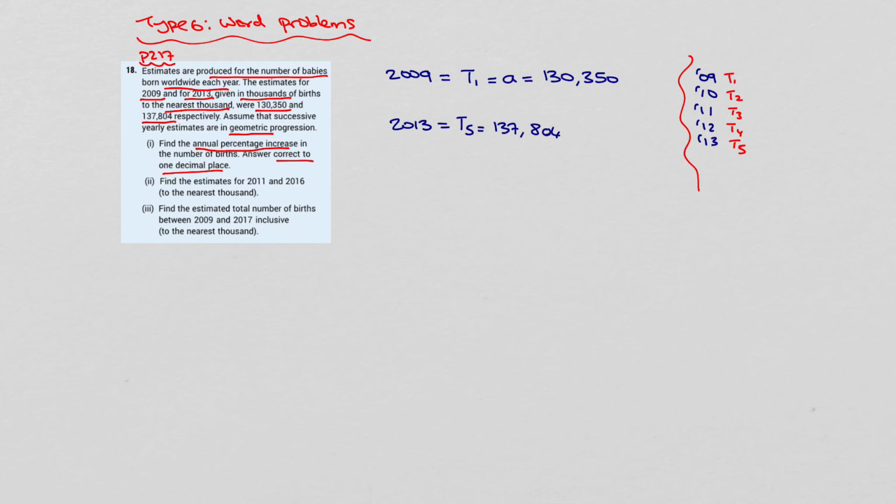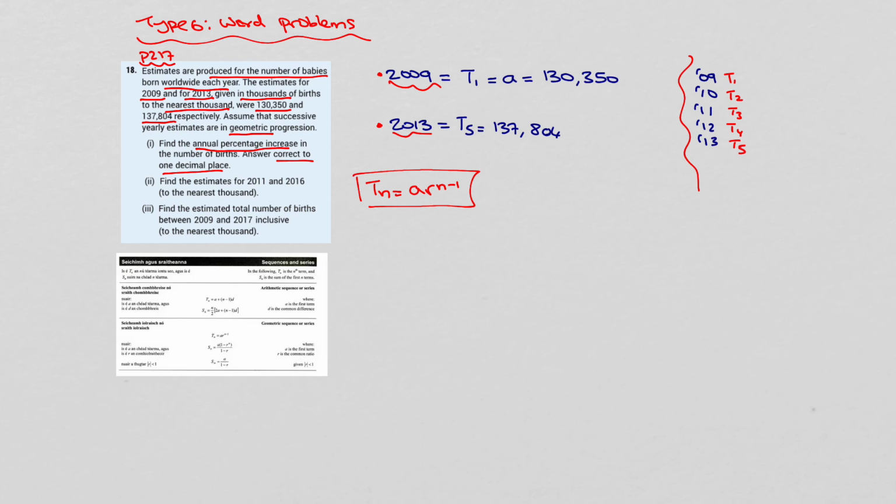So what we're looking for here is the common ratio. What is that percentage increase every year? So therefore we know that the general term for our geometric is a times r to the power of n minus 1. Again from page 22 in our maths tables, making sure we always underline geometric. So if I sub in my values there, a I know is 130,350, and r is what I'm looking for. And that's going to be r to the power of n minus 1.